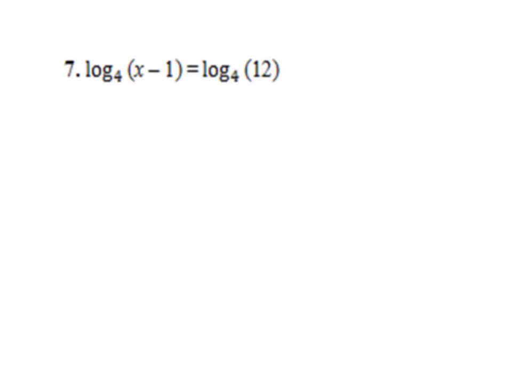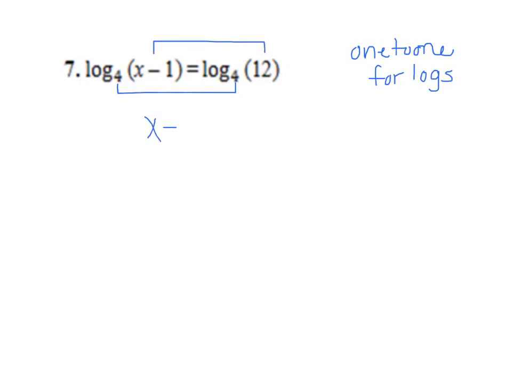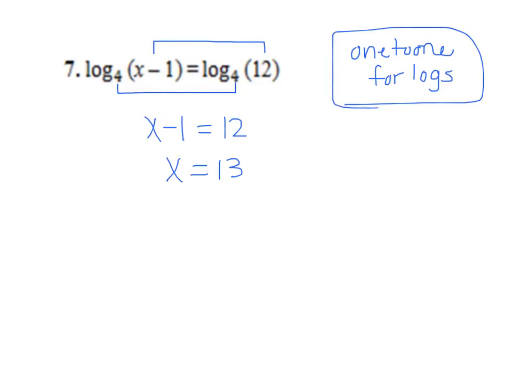Okay, so this one is more of a one-to-one property, only it's written with logarithms. How you know this is because the bases are the same. Since the log to the base 4 equals log to the base 4, then these are also going to be the same. So x minus 1 is going to equal 20, so x is going to equal 13. This is once again the one-to-one property for logs. And they both had to be log to the base 4. If one of them is different, then all bets are off.